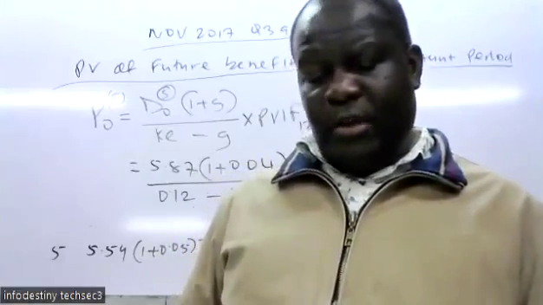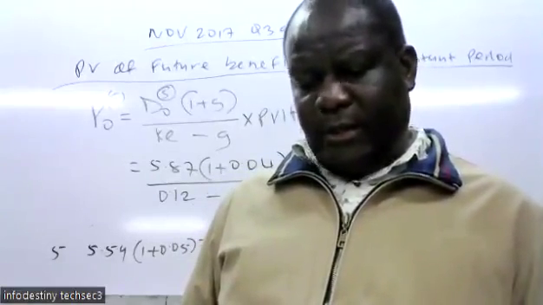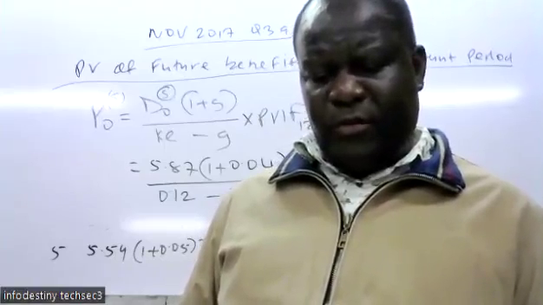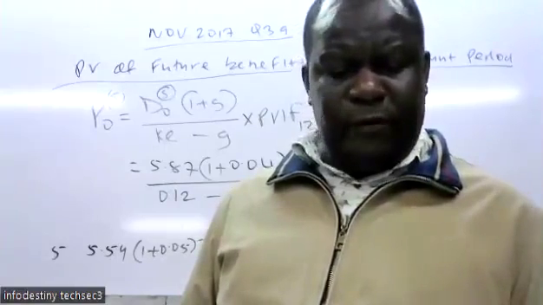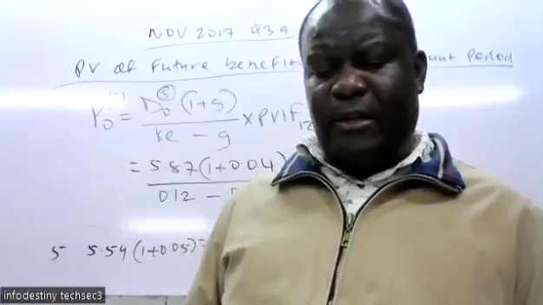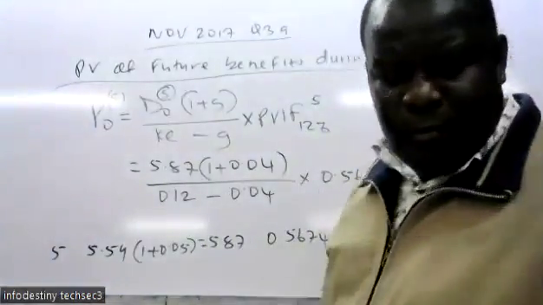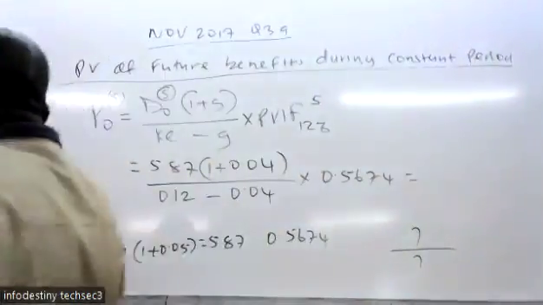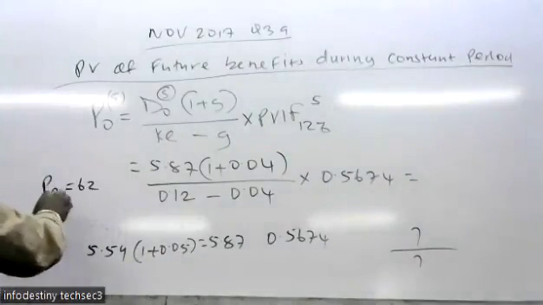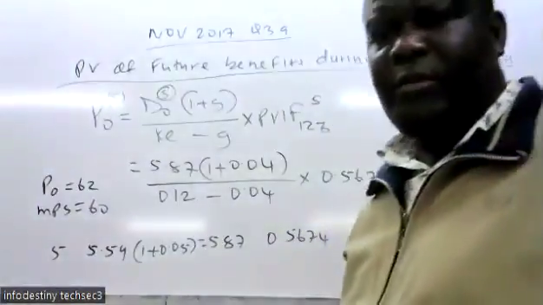So when you go to the Roman letter 2, they were asking you to advise the investor based on the results obtained in Roman letter 1 above. So we are getting around 62, but the share price is currently selling at how much? At 60. So the value is almost 62. So our PO is roughly 62, but the market price per share was given as 60.